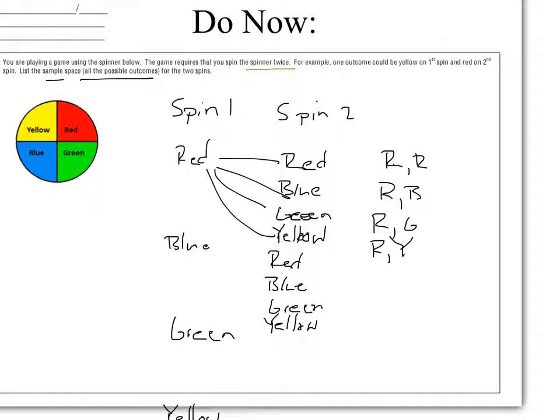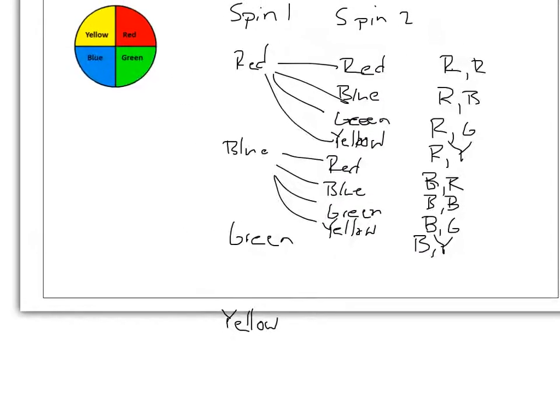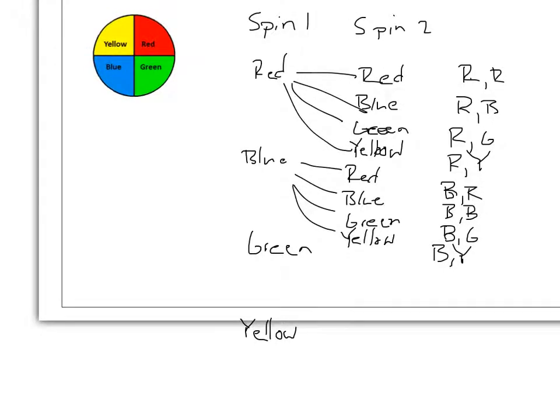And so following this path, starting with a blue, again there are 4 more new outcomes: a blue then red, a blue then blue, a blue then green, and a blue then yellow. So far our sample space consists of 8 outcomes, but then again we also have the green and the yellow. So we're going to see the same thing again. Red, blue, green, yellow.